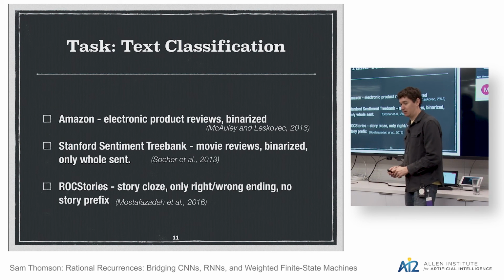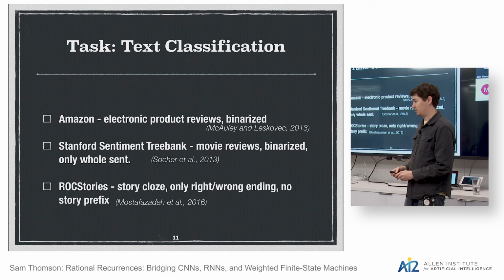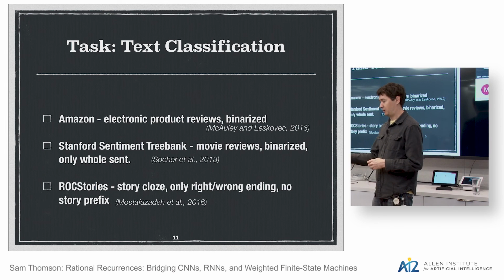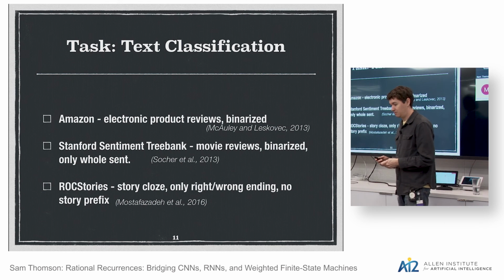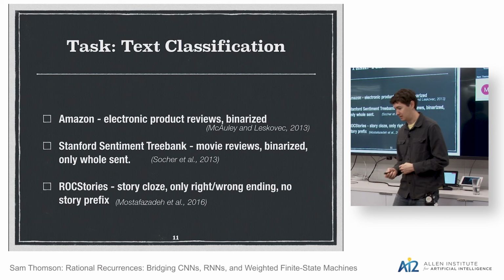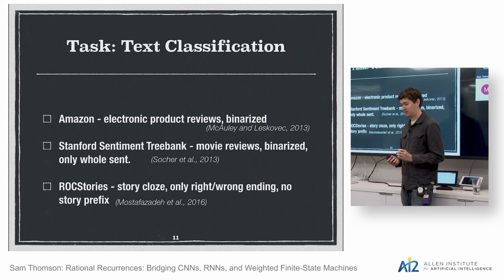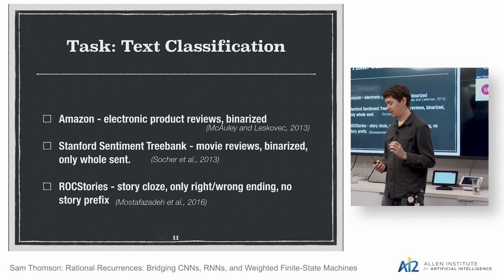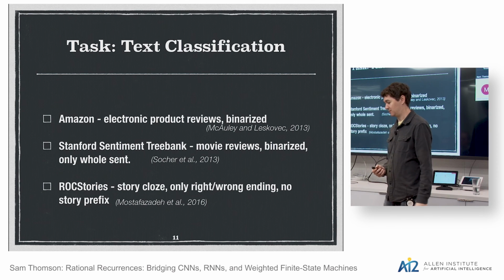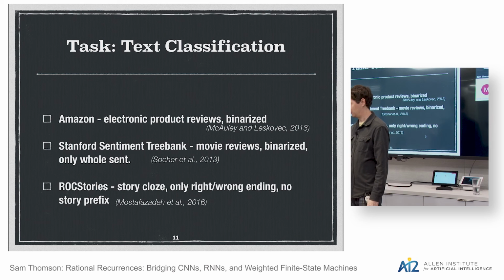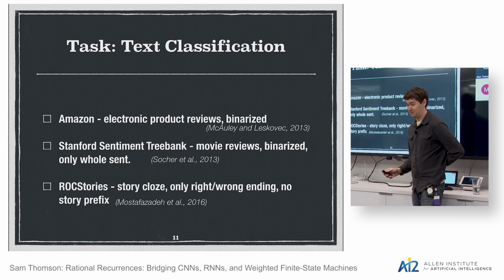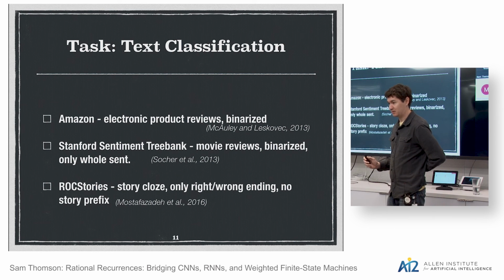So the task that we are going to try this on is text classification, just given a short document like a product review or a movie review, predict a binary positive or negative. This rock stories corpus is a funny one. It's basically a story close task where given a paragraph and two potential endings, you have to predict which ending is the real ending. And we just threw away the prefix of this and just treated it as a style transfer, following on some of Roy's earlier work. So ideally, you should get 50% accuracy on that if it were a good unbiased corpus.